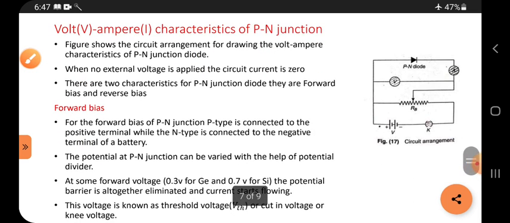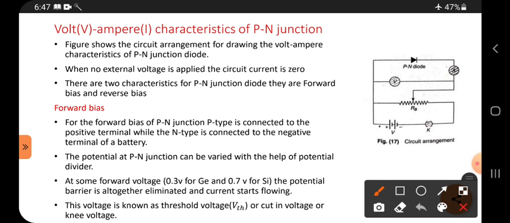Next, very important is the VI characteristics. VI characteristics means voltage versus current characteristics, meaning how the changes occur. The figure shows the circuit arrangement for drawing the voltage-ampere characteristics of the PN junction. When no external voltage is applied, the circuit current is zero. Okay, when there is no external voltage, no current will flow. There are two characteristics for the PN junction diode: forward bias and reverse bias.